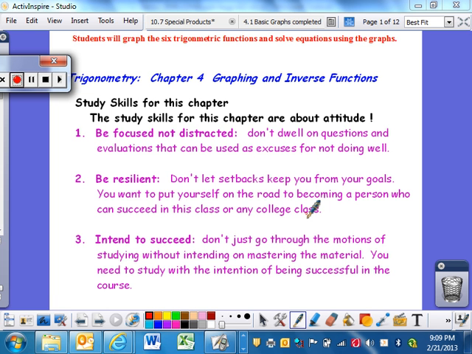So some of the study skills we're going to need for this chapter: you have to be focused, you can't be distracted, we can't have a lot of talking in class. You're probably going to struggle with some of this material, but it's nothing you can't do. We need to focus on being resilient, really going after the problems and working hard in class and outside of class. You have to be intent on succeeding. You can't just go through the motions and not study outside of class and not focus in class, with a lot of talking. So this can't be like the last chapters that you might have done really well with.